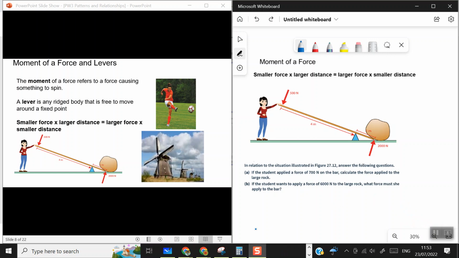So in this lesson, we're going to look at what's known as the moment of a force, and we're going to look at what are called levers. Just to recap, force basically causes objects in an environment to speed up, slow down, or change direction. In order for something to move, change direction, speed up, slow down, or even stop, a force has to be applied to it, and that applies to a lot of things in your environment.